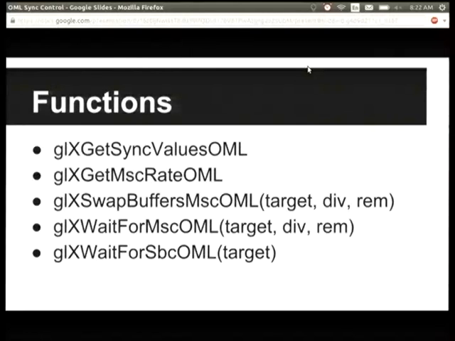GLX SwapBuffers MSC OML is, I guess, the real workhorse function in the spec. It allows you to specify a target MSC that you want your buffer to be swapped at, and then it will go ahead and schedule that. You can optionally provide a divisor and remainder of how you want to deal with missed target MSCs. So if it couldn't satisfy the target MSC request you asked for, then it will wait till the next time that the MSC mod the divisor equals the remainder.